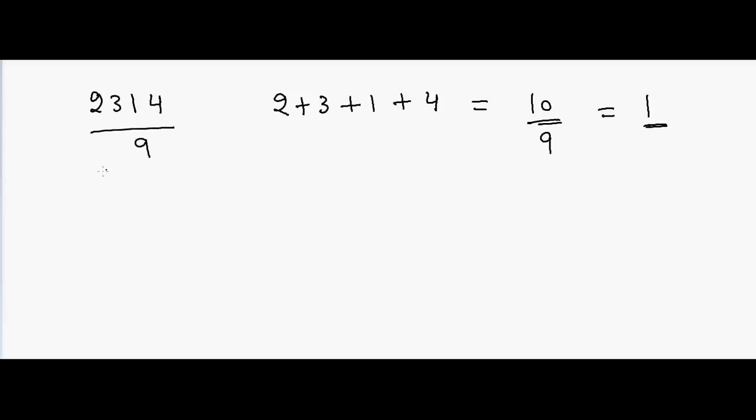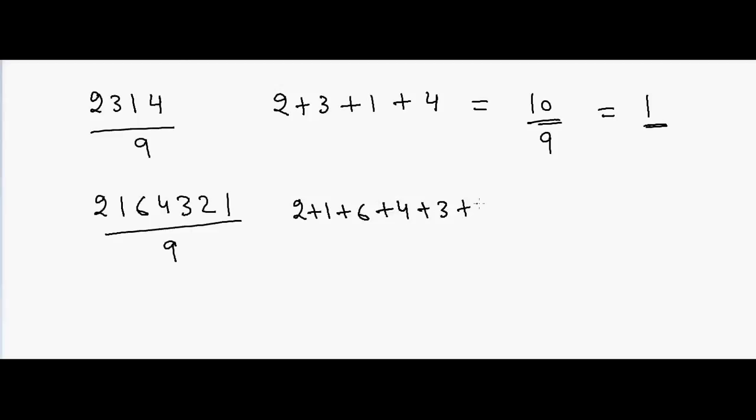Another example is 2164321. You can see it's a very large number, and what will happen if you divide it by 9? In that case, 2 plus 1 plus 6 plus 4 plus 3 plus 2 plus 1. So 2 plus 1 is 3, 3 plus 10 is 13, 13 plus 6 is 19. So we have 19 divided by 9. If you divide 19 by 9, I'll get a remainder of 1.